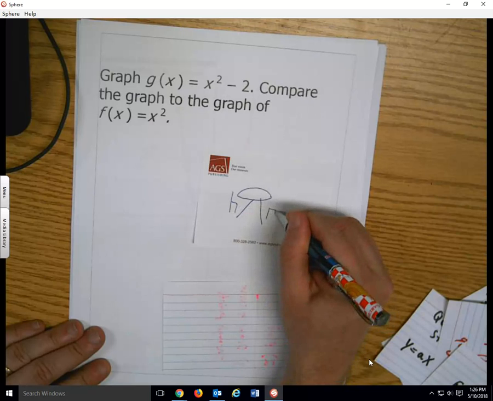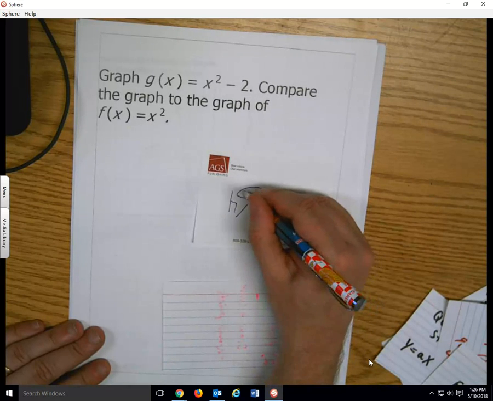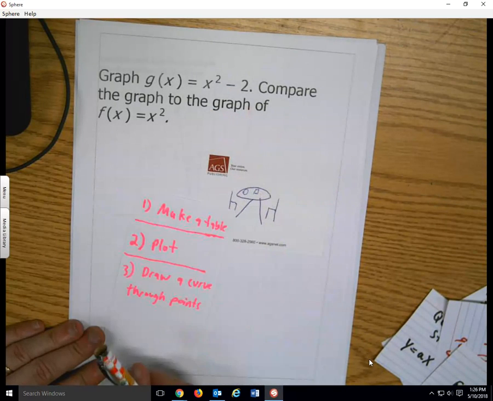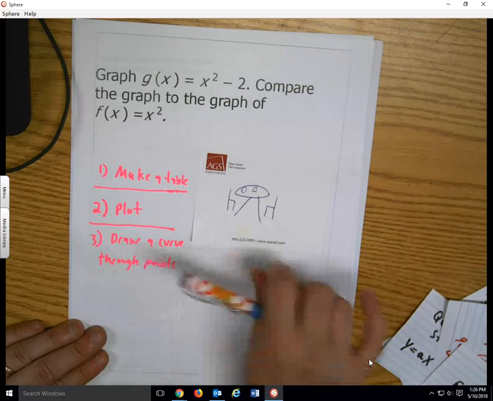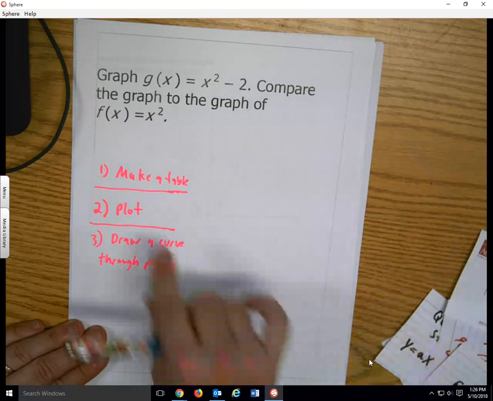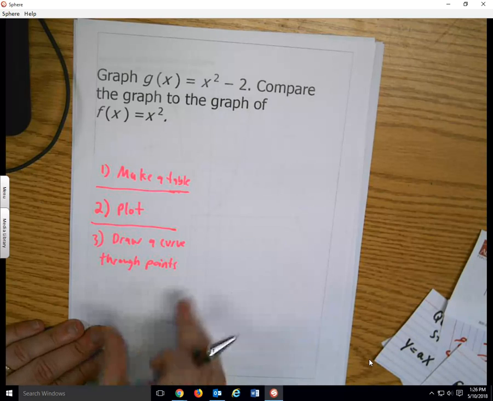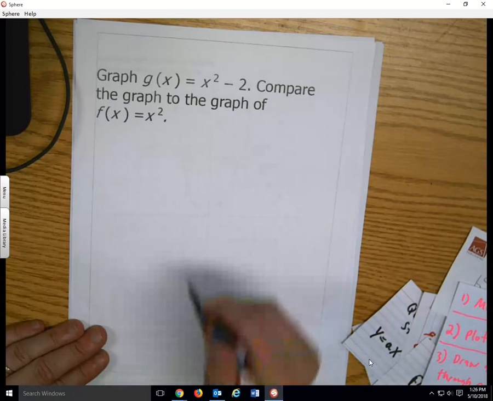Yes, the good news is that the steps are the same as they were when there wasn't a -2. The first step is to make a table. See, I made a table. The second step is to plot. The third step is to draw a curve through the points. So it's basically the same steps we've been working on. So the first step is to make a table.